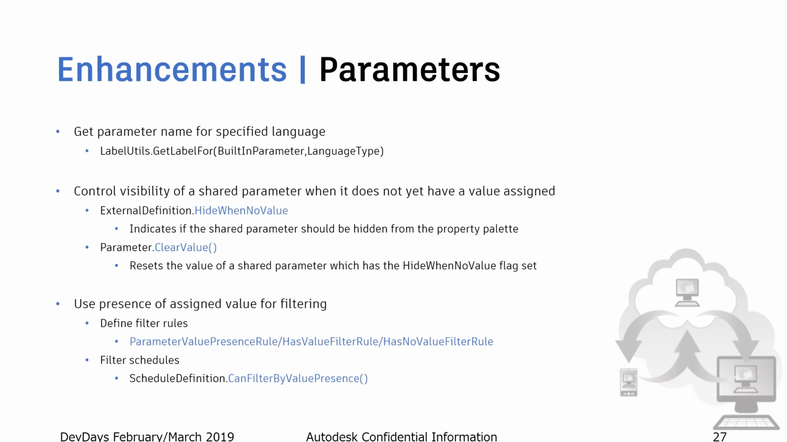And the other enhancement that was done for view filters was the ability to filter on whether a parameter has no value. That was something that was added in the UI, but it's also been added to the API. So now you can define a number of new filter rules that let you make a decision about the presence of a parameter, or just simply say it exists or does not exist. And you can also do this for filtering schedules. So in schedules, you can also filter by whether a parameter has a value or does not.